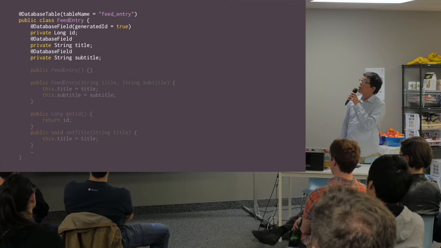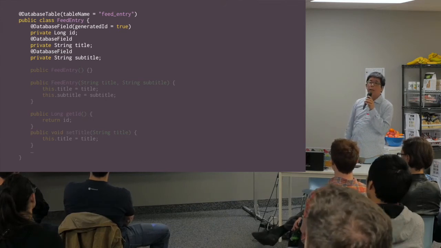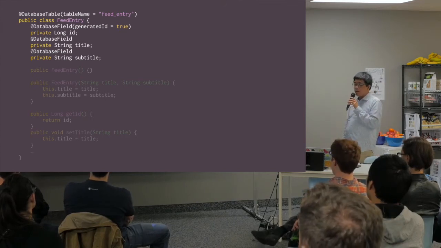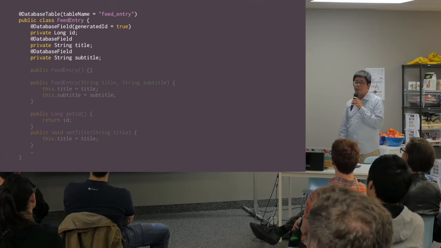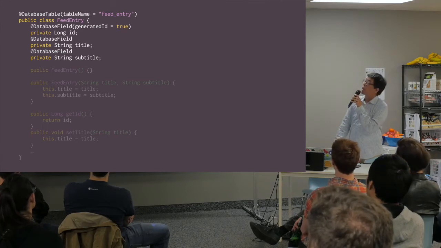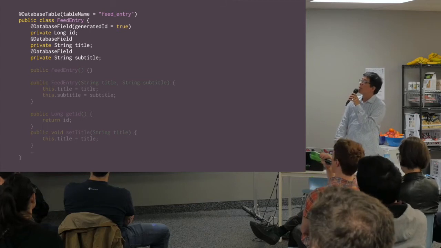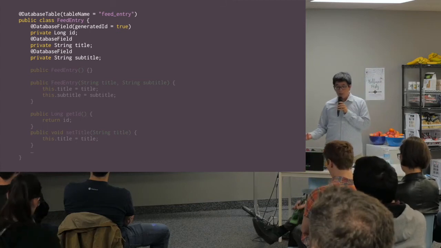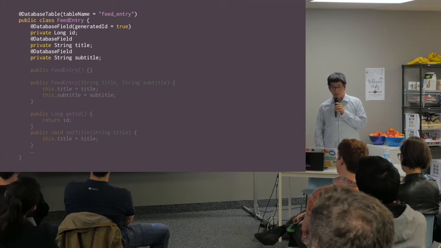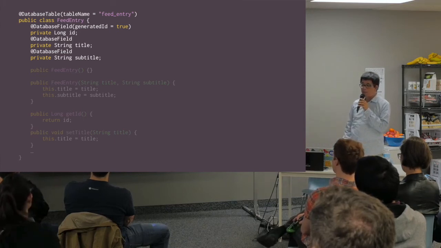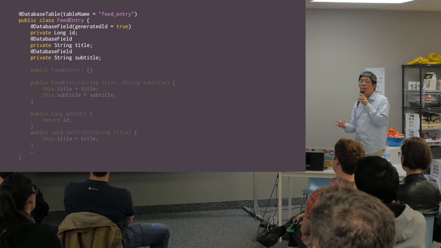At the top here, you see these annotations which tell ORMLite how to create your table data. So we have to name the table something in the database. That's what the first database table annotation is for. And then for each of the fields, we also have an annotation to tell it that this is a field which should be persisted, because you might have some sort of temporary or helper fields that don't need to get persisted.